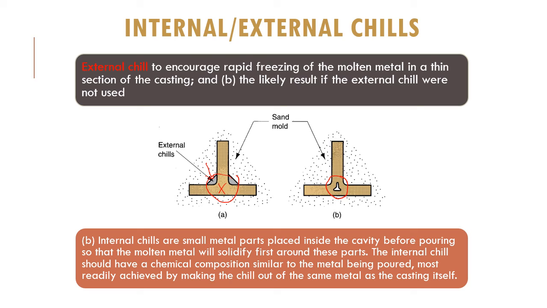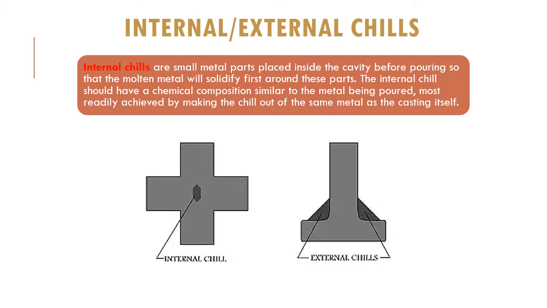So B is showing the possible shrinkage cavity that can happen inside the product. On the other hand, internal chill is a small metal piece placed inside the cavity. So for example, this is the cavity. You place the internal chill inside that cavity instead of inside the sand mold. Okay, usually the composition of the internal chill is the same as the metal that is going to be poured inside the cavity.